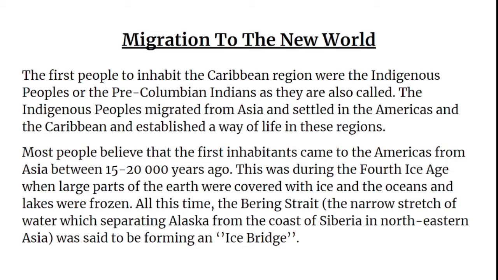Most people believe that the first inhabitants came to the Americas from Asia between 15 to 20,000 years ago. This was during the Fourth Ice Age, when large parts of the earth were covered with ice and lakes were frozen. All this time, the Bering Strait, the natural water which separates Alaska from the coast of Siberia in northeastern Asia, was said to be forming an ice bridge. So back 15 to 20,000 years ago, during the Fourth Ice Age, many people were in Asia, right?